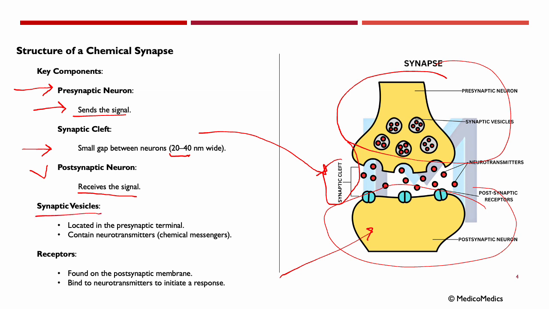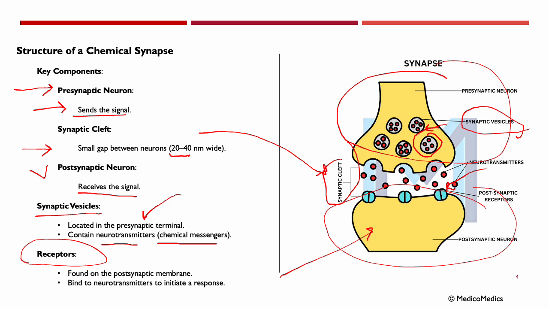Now, the synaptic vesicles are located in the presynaptic terminal. As you can see here, synaptic vesicles. And these contain the neurotransmitters, meaning the chemical messengers. So whatever is supposed to bind to these receptors here is contained within these vesicles.